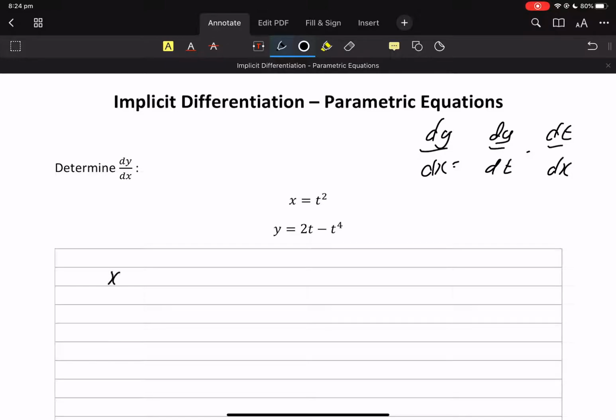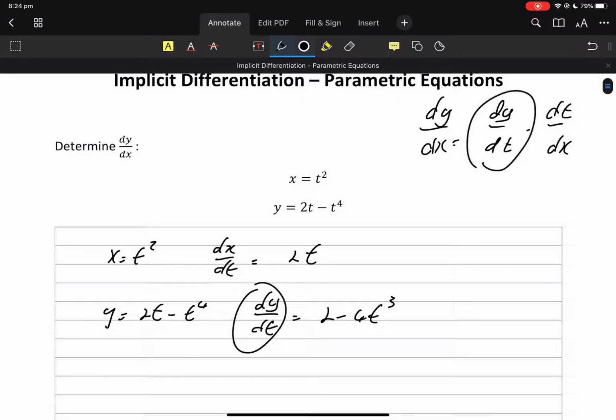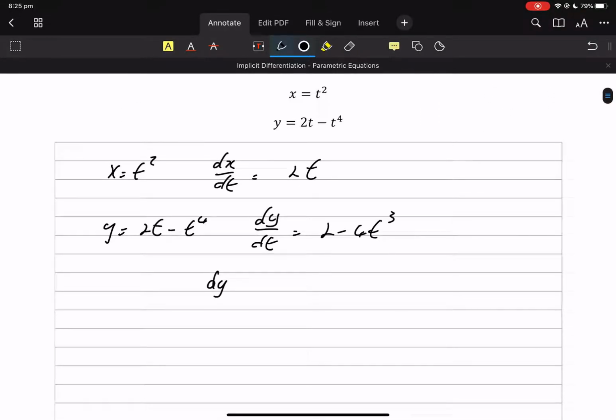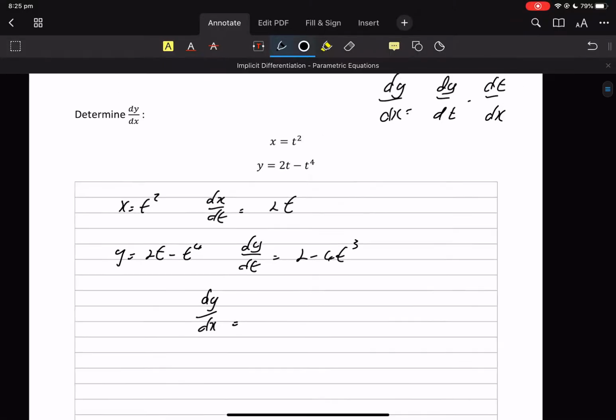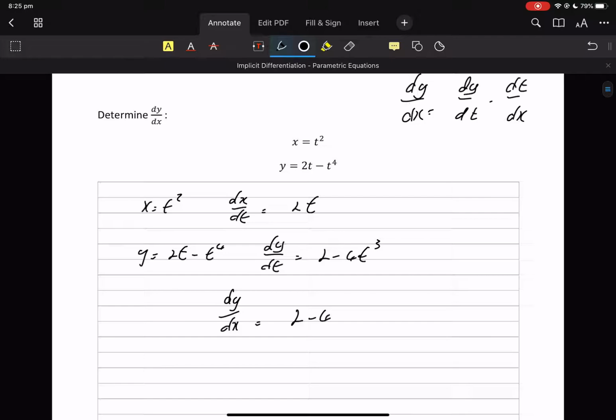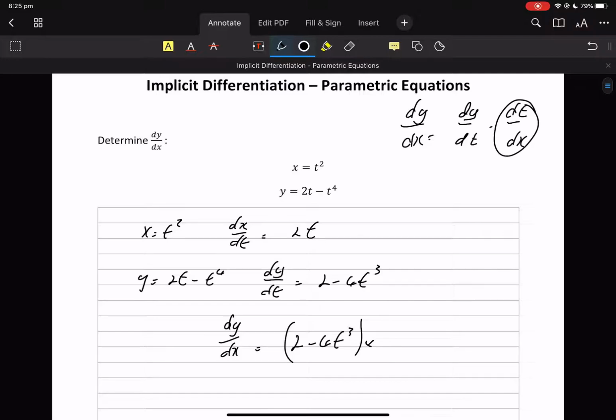Okay, so if x equals t squared, then surely we can say dx/dt is 2t. If y equals... I don't know why I wrote that out again, dy/dt is 2 minus 4t cubed. Can you see our dy/dt? So we can say dy/dx is going to be dy/dt times dt/dx. Right. We have a dx/dt, but this is flipped around the wrong way.